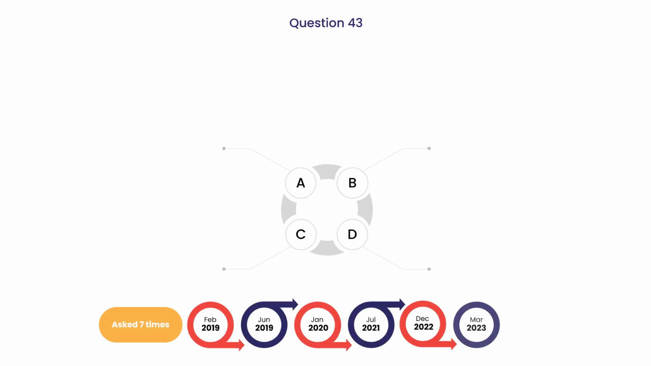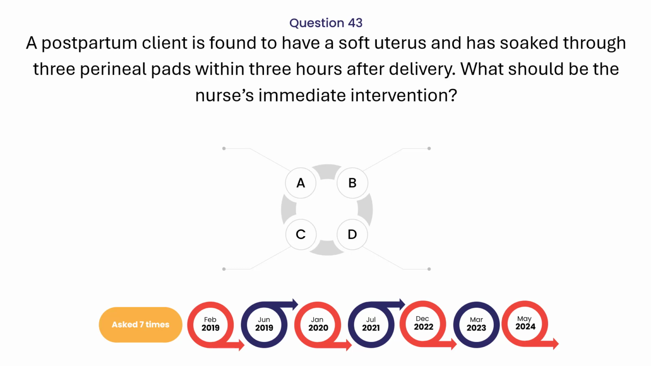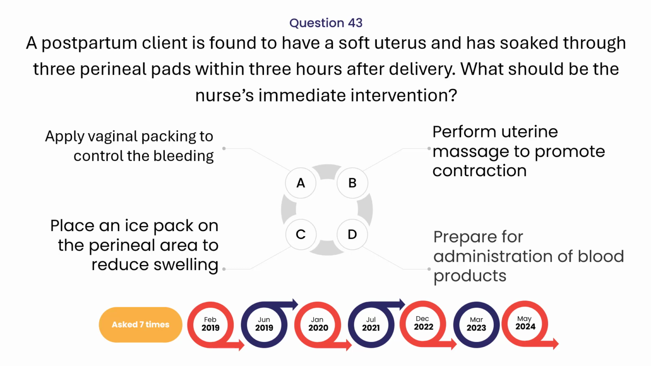This postpartum hemorrhage management question has been asked 7 times in the last 5 years and is a high-priority topic for exams. A postpartum client is found to have a soft uterus and has soaked through 3 perineal pads within 3 hours after delivery. What should be the nurse's immediate intervention?